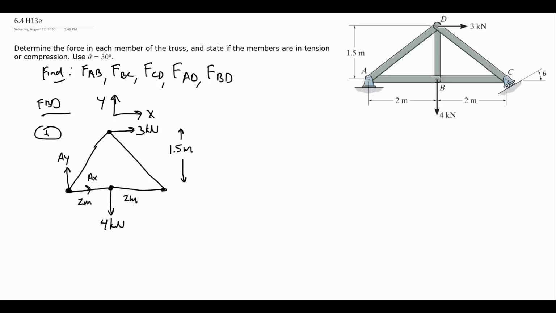We are told that theta is 30 degrees. So we know that the force is going to be 30 degrees, but it's normal to the surface, so it's 30 degrees from the vertical. And I'll call that C. So externally, this is the free body diagram with the applied loads and with the supports. And we can use this to find AX, AY, and C.